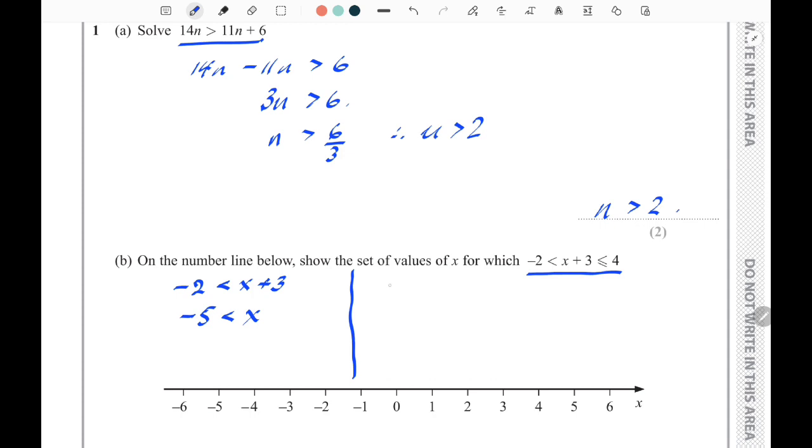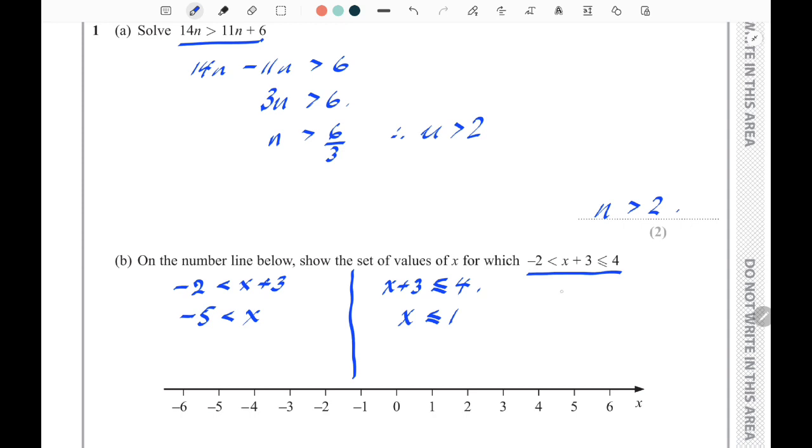The second one is x plus 3 is less than or equal to 4. Same again, take the 3 to the other side as a minus and you get x is less than or equal to 1. Okay. Now, how do we show it on the number line?